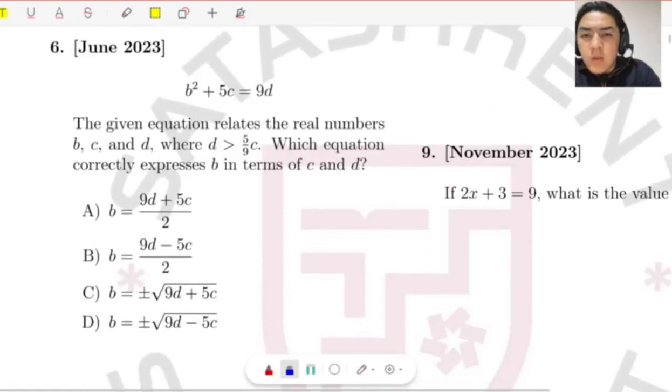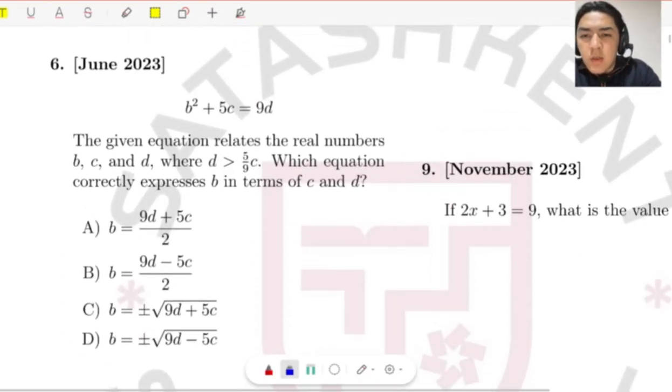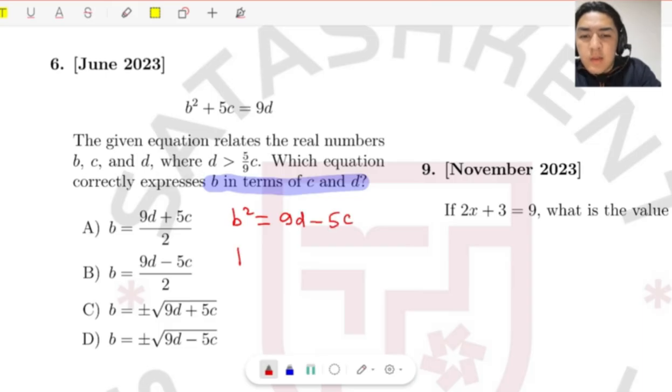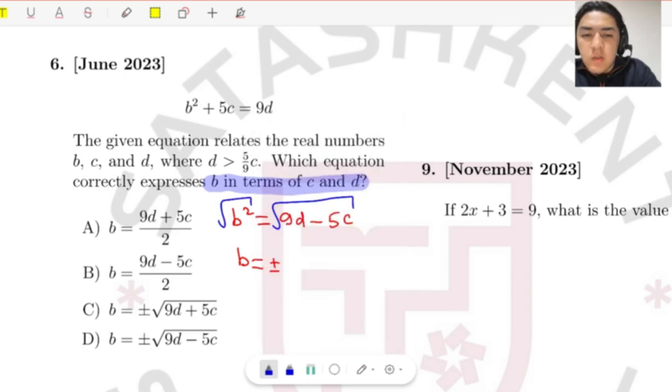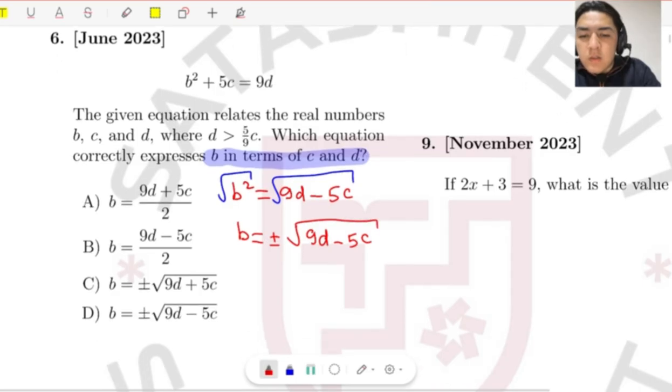Question number 6. The given equation holds for the real numbers b, c, and d, where d is this. Which equation correctly expresses b in terms of c and d? We have to find b. Okay, b squared will be 9d minus 5c. Then b will be plus minus. I'm going to take square roots from both parts. So that's why it's going to be plus minus radical 9d minus 5c. And this is going to be D.